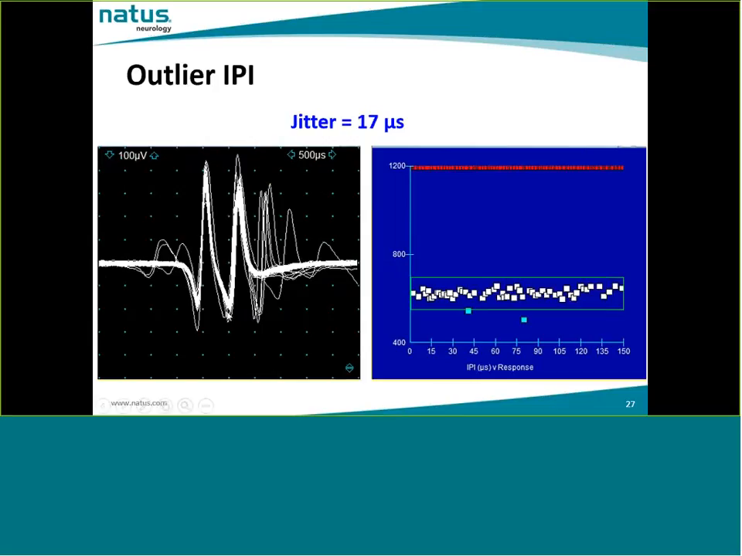Let's look at another recording. Here we have the superimposed sweeps, good quality recordings. Here is the distribution of interpotential intervals. And here is the 3 standard deviation box. And notice that we have 2 outliers. These data and traces were thrown out automatically by the program. Now, is it justified? Let's look at the traces.